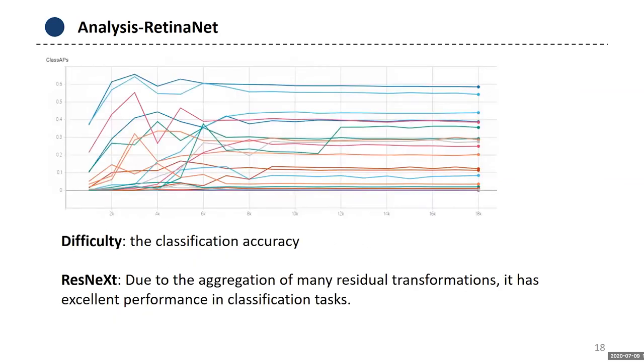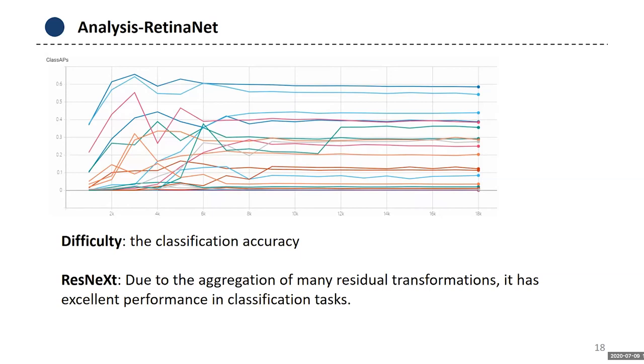Next, let's see why the second reason is ResNeXt. The result of the detection task consists of the accuracy of the position of the bounding box and the classification accuracy. Observing the detection results, we found that the position of most bounding boxes is relatively close to the ground truth, but the classification accuracy is not ideal. The picture on this slide shows the class average precision of the baseline model during training.